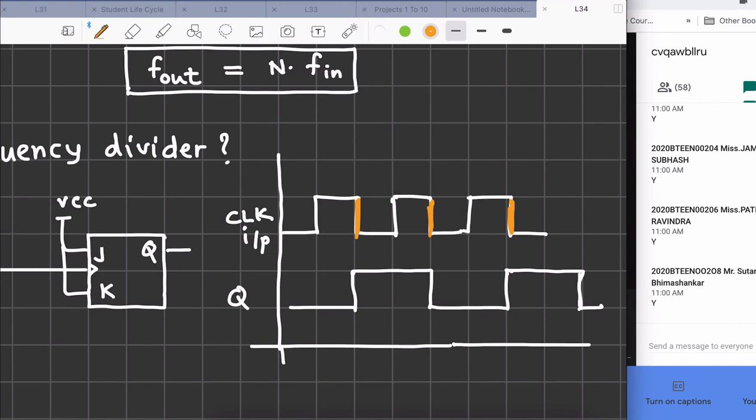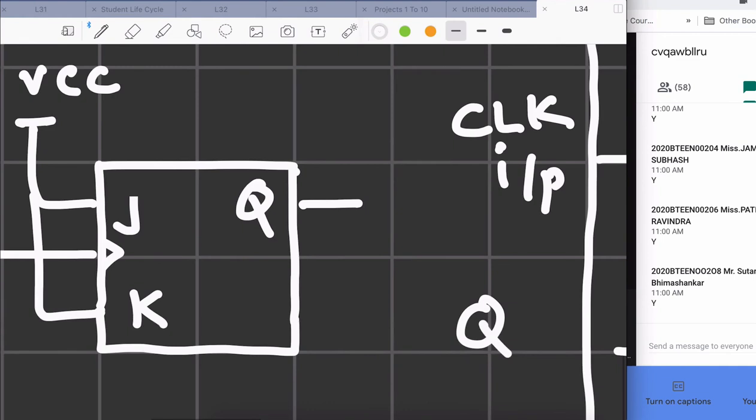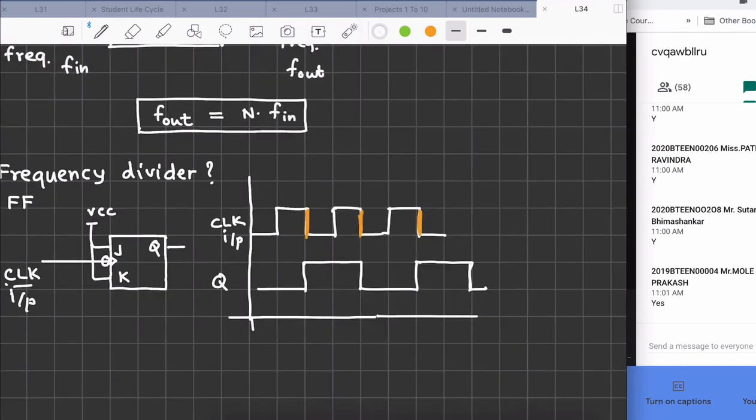For that, I think I need to draw it like this. Bubble. I have to draw a bubble here. Are you understanding this? Yes or no?